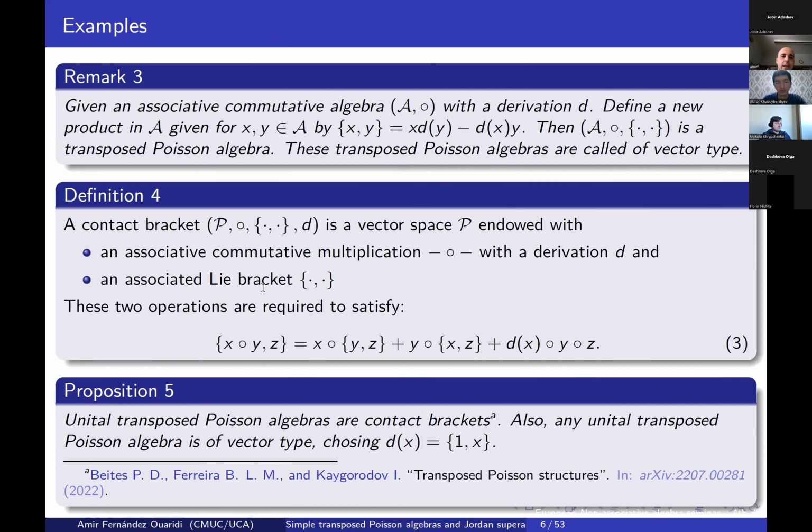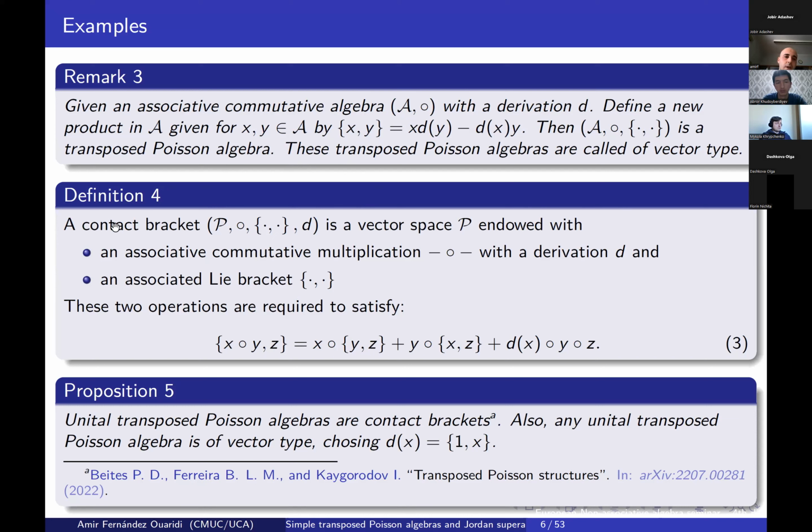Let me comment some examples. If we have an associative commutative algebra A with a derivation D, we can define a new product in A given by this bracket here. Then this construction, the circle and the bracket, will be a transposed Poisson algebra, and these transposed Poisson algebras can be called transposed Poisson algebras of vector type.